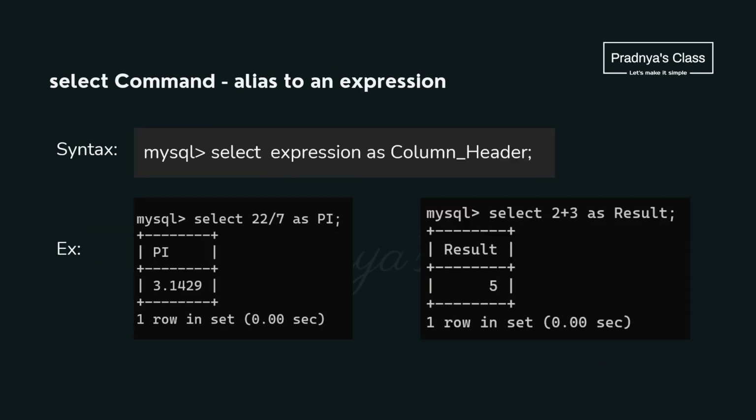But if you want to give the column header, you can give it with the AS keyword. It will give an alias to the column header. Look at the example. We mentioned as pi. So the column header is nothing but pi.